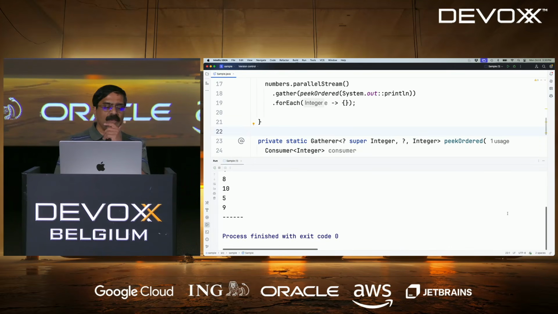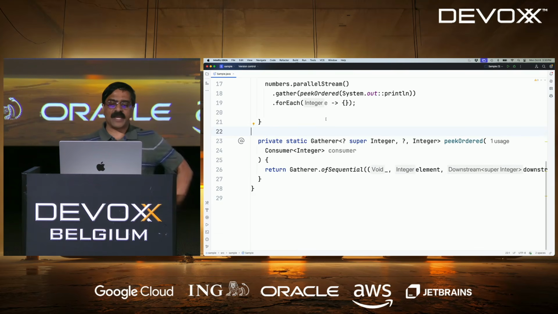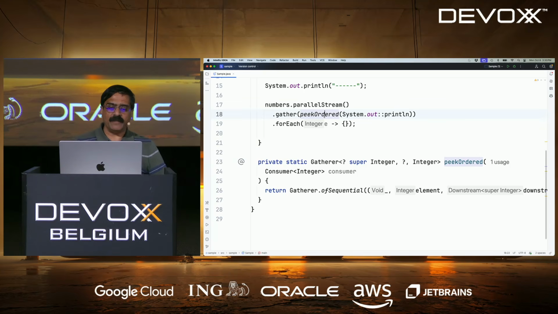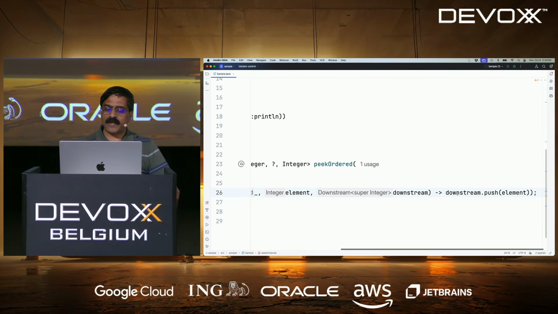So let's see if that actually works. So let's go ahead and run that code and see what it's going to do. So basically, in this case, we are taking the collection of data, and that didn't work. Let's fix it. So in this case, I'm going to say, here is the peekOrdered, and the peekOrdered says ofSequential, and it says I don't have a state, I have an element, I have a downstream, and I'm going to take this data given to me.